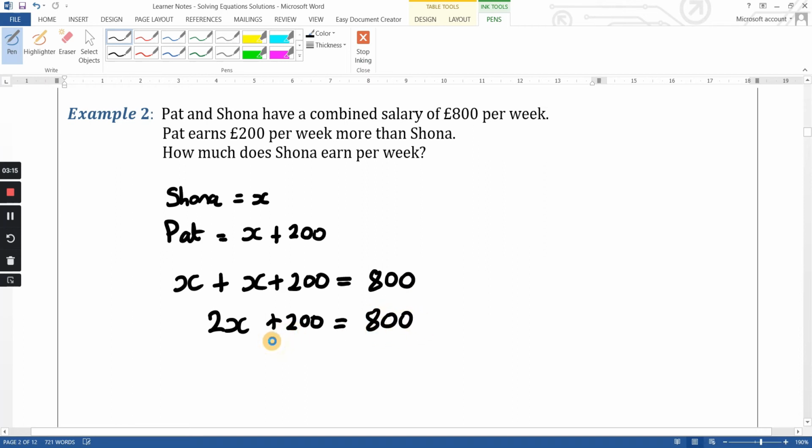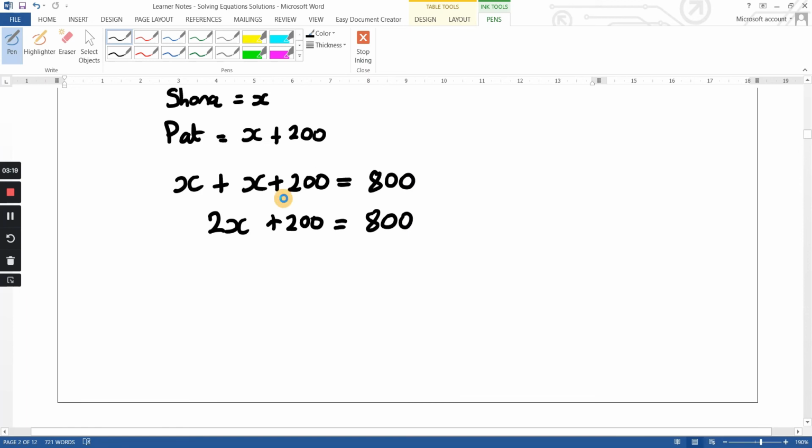Okay, let's try and solve this. Let's solve what x is. Let's keep the 2x there and get rid of the 200. Obviously it's a plus 200, so I'll have to minus 200 from both sides. That gets me 2x equals 600. Now let's divide both sides by 2.